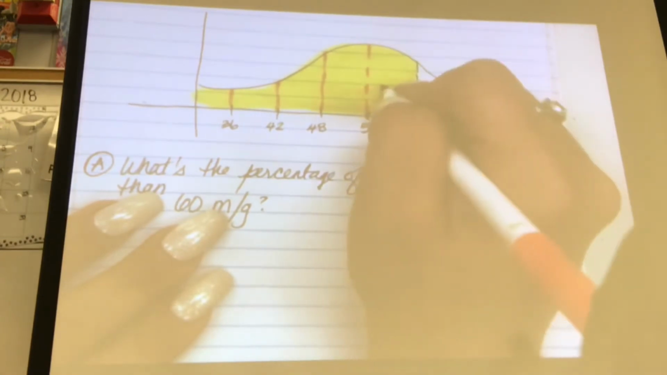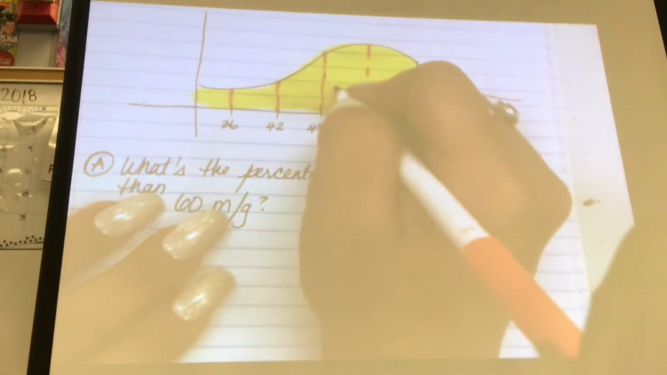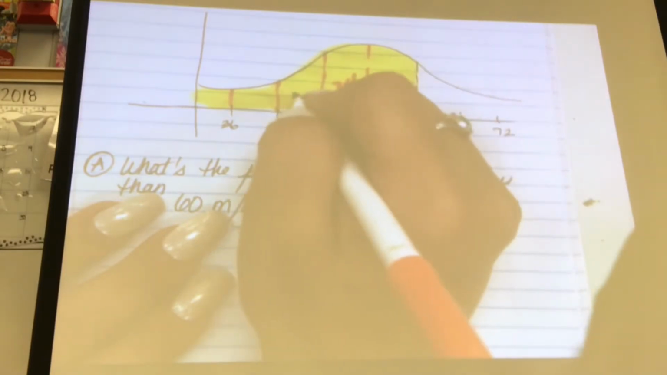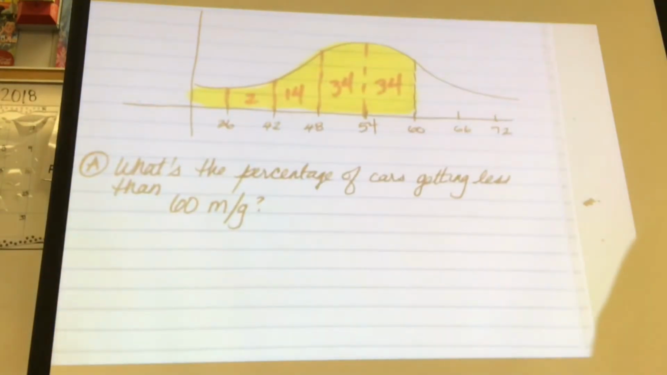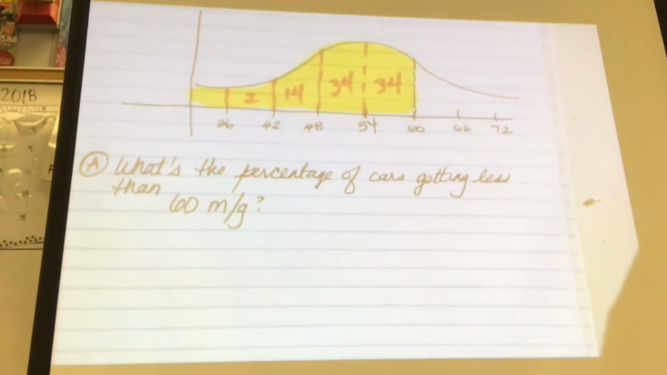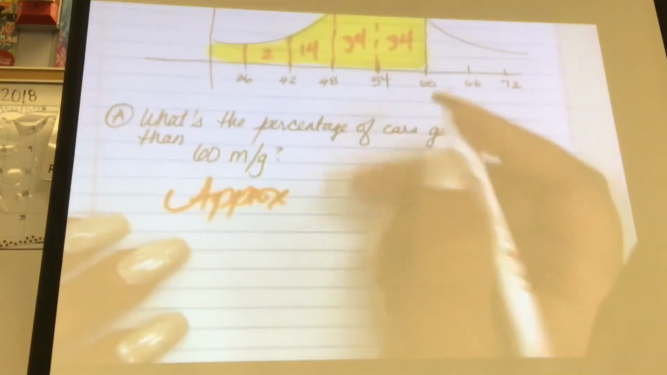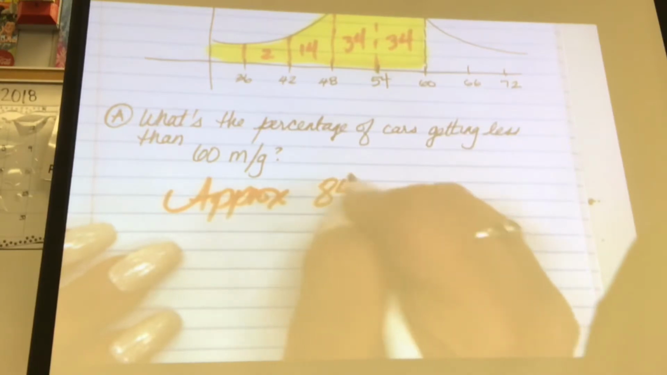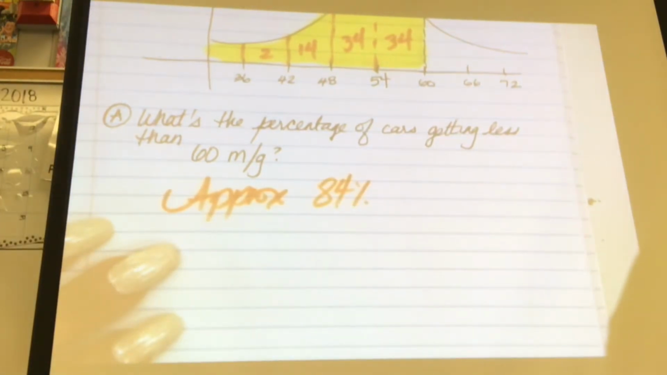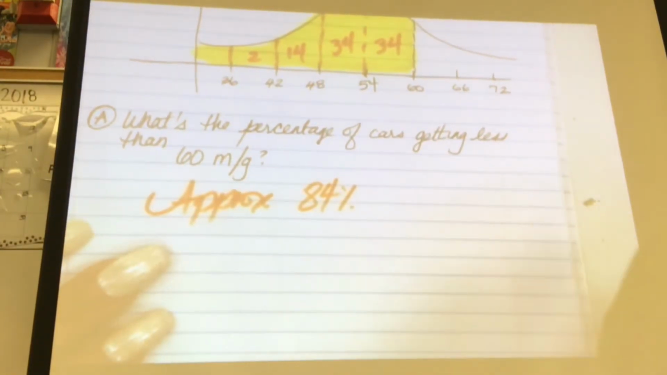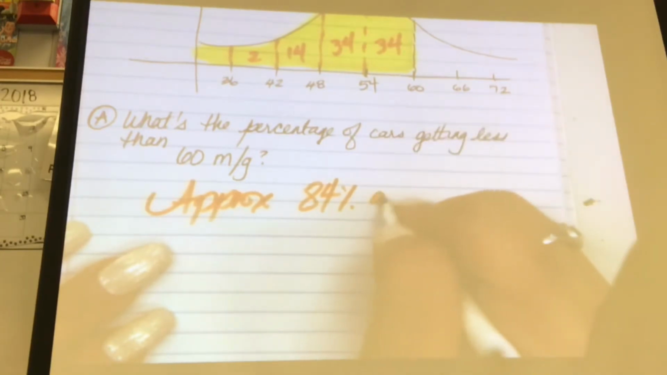Because here's the mean. So what number is right here? 34. How about over here? 34. How about over here? 14. How about over here? So what am I going to do with all those numbers? Add them up. So we add all these numbers, and I see that approximately 84% of these hybrid cars get less than 60 miles per gallon.